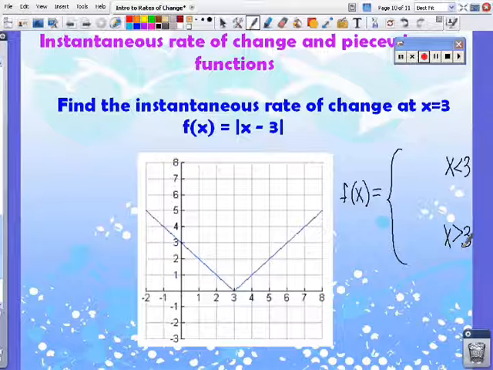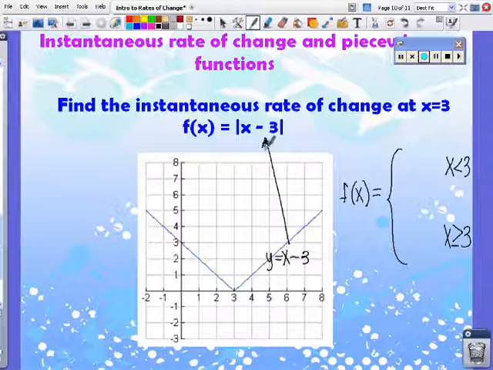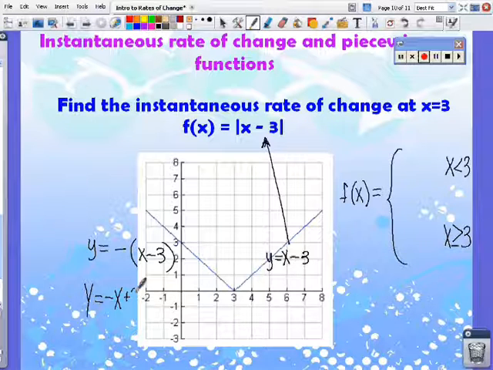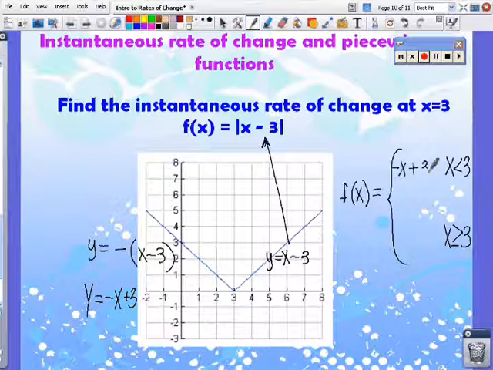And the way that we do this is the left side of the graph is the part that actually differs from the equation. The right side of the graph here, that is the equation of y equals x minus 3, exactly what you see here. The other side of the graph is going to be y equals the negative of the equation. And so the left side of the graph is equal to negative x plus 3 instead. So let me put that in here, negative x plus 3 and positive x minus 3. And that makes our piecewise function.